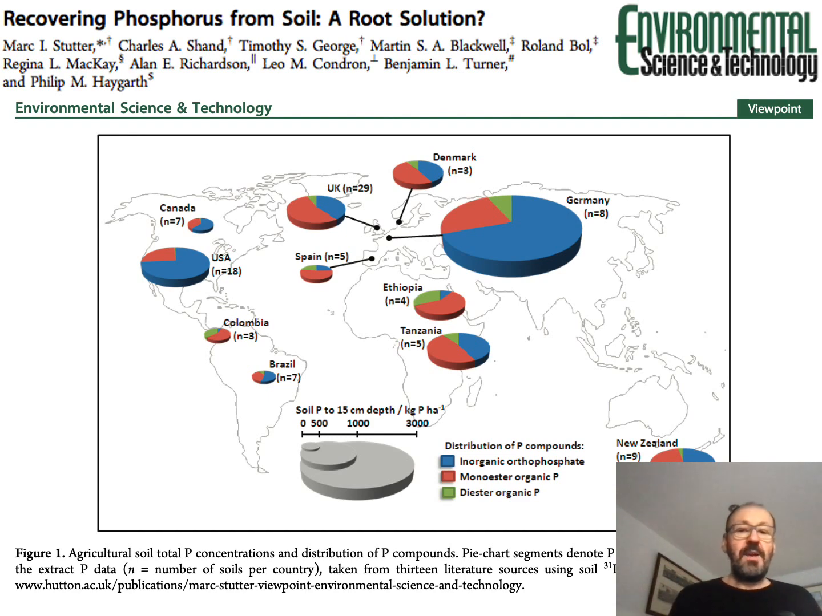inorganic orthophosphate, the blue, those are the oxidized forms, they definitely dominate in world soils. But there's also these really intriguing organic forms, the monoester organic P, that's the red, and the diester organic P, that's the green, and they definitely form a substantive component of what's available in soils.